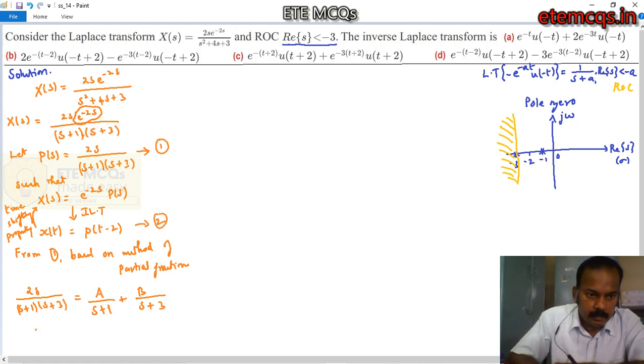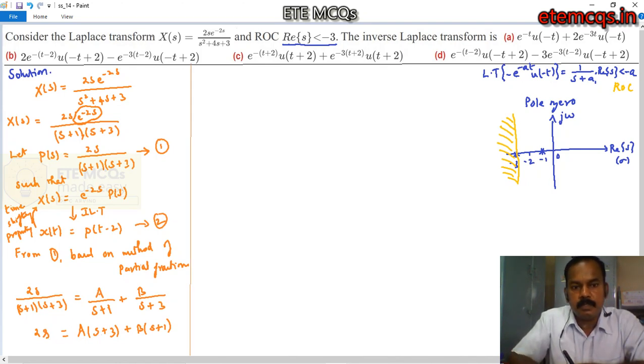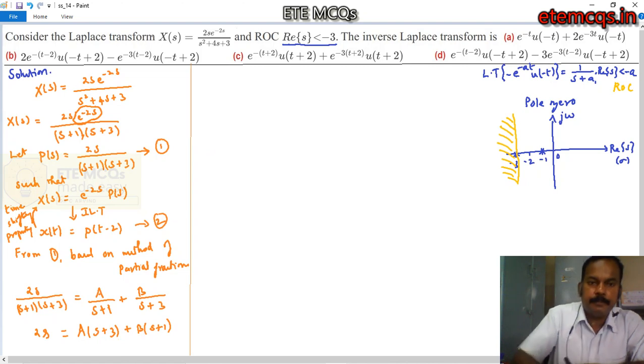You will get 2s is equal to A into (s plus 3) plus B into (s plus 1). Now when you substitute s is equal to minus 1, you can find A, and when s is equal to minus 3, you can find B.